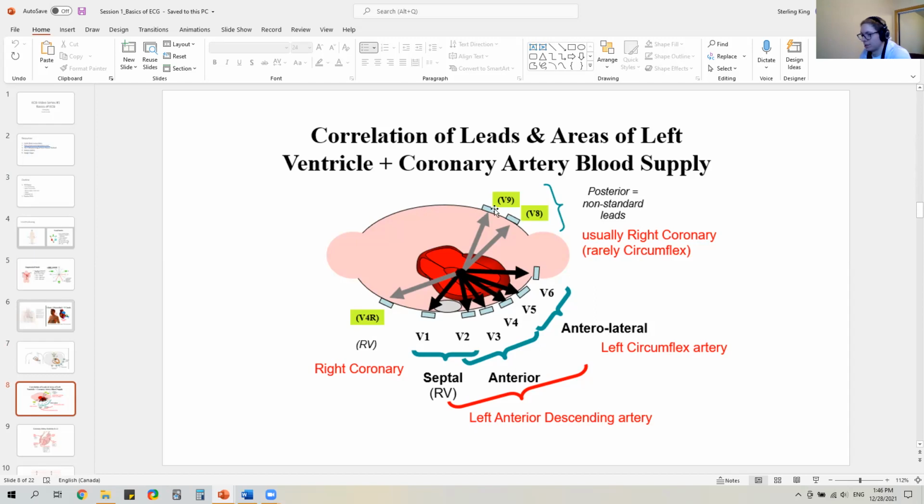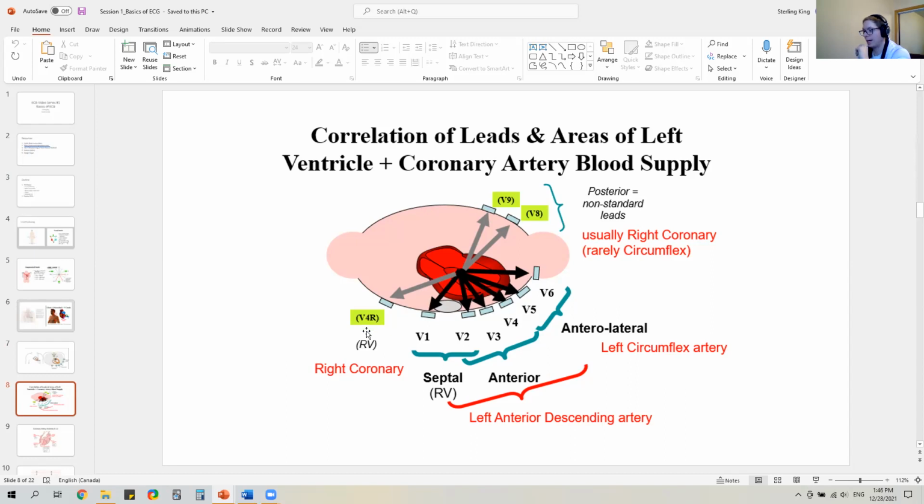So that's one of the additional leads you could use. There's also V8 and V9. So if I was on the front here, this is where the leads would normally be, you could take a couple and stick them around my back. And that would see more of the back of my heart. So the blood supply can then be shown on the leads.